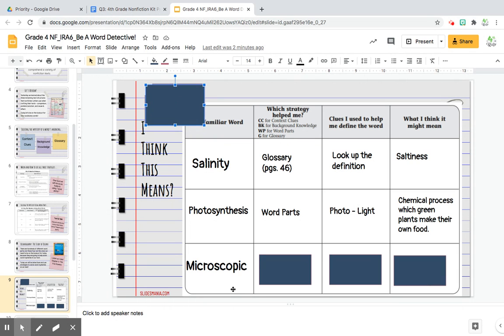Amazing sea life. Here we go. We're going to get into microscopic. Let's listen for it. The oceans are home to some of the most unusual organisms on Earth.